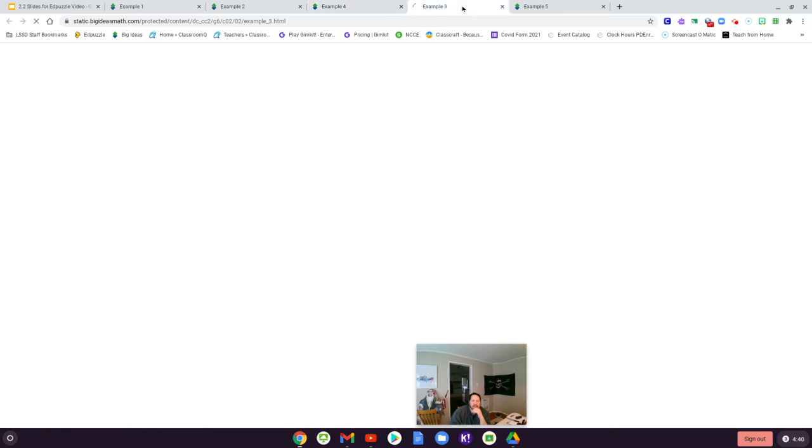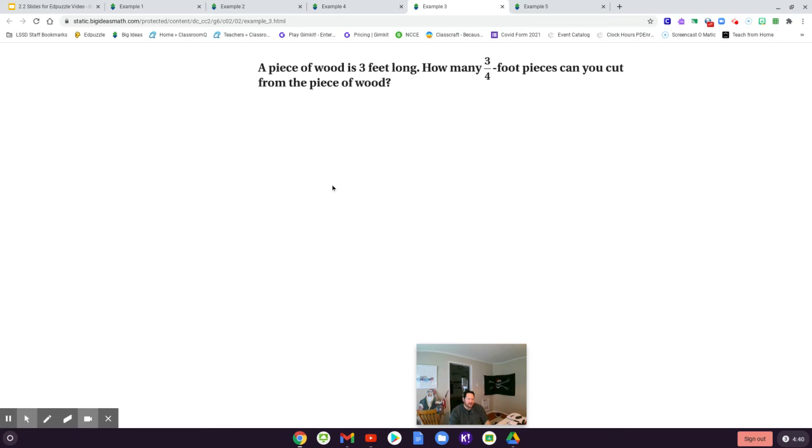Okay, sometimes you'll have some that are like word problem examples. Just a little hint for you. If the thing is all about division, then every single word problem is going to be division on big ideas. So we have a piece of wood that's 3 feet long. How many 3/4 foot pieces can you get from that 3 foot piece of wood? So the problem that we're going to do would be what? Yeah, we got to do 3 divided by 3/4.